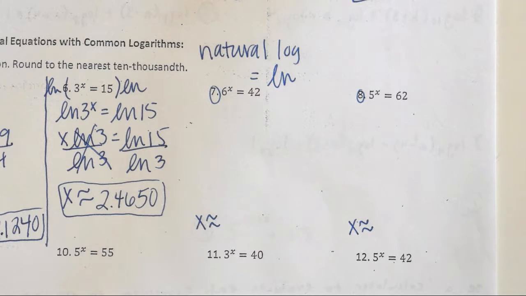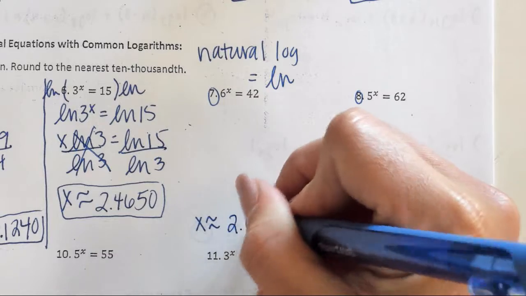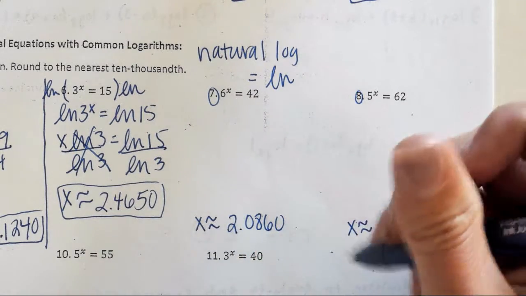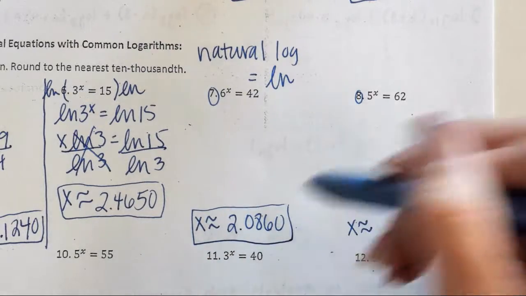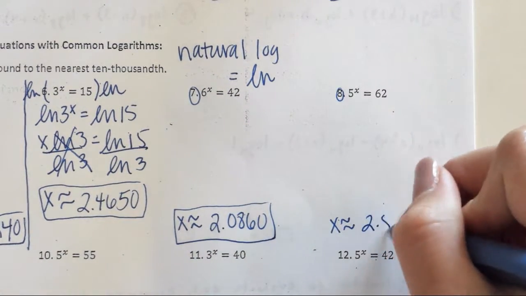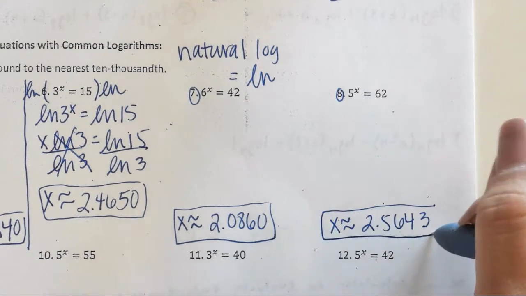Dalton, what'd you get for number 7? 2.0860. Everybody agree? Good? Alright, Julian, what'd you get for number 5? Everybody agree? Sweet. Okay, so y'all are good with these.